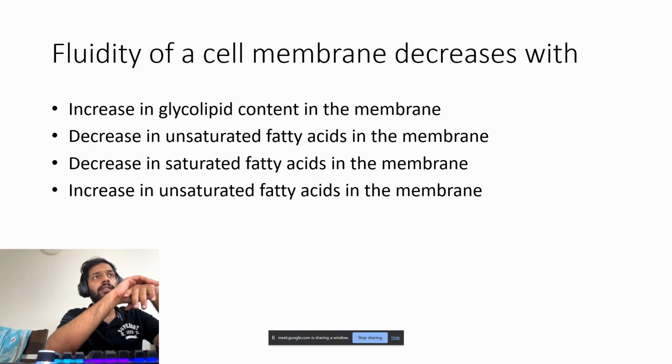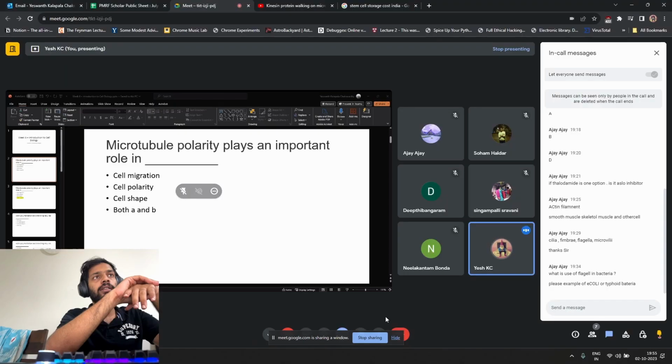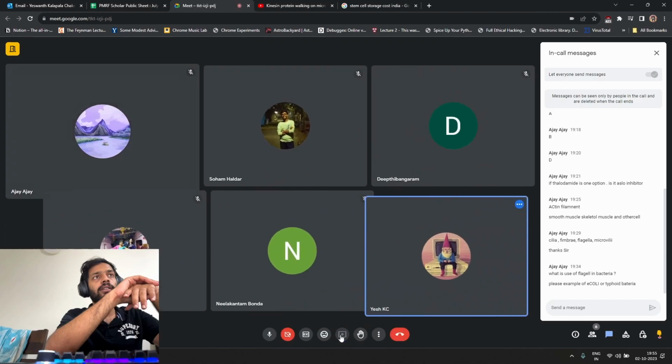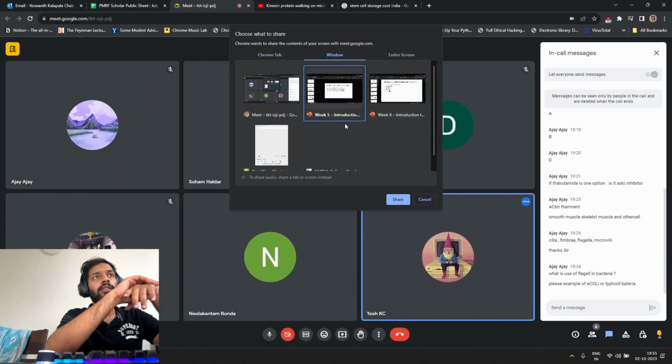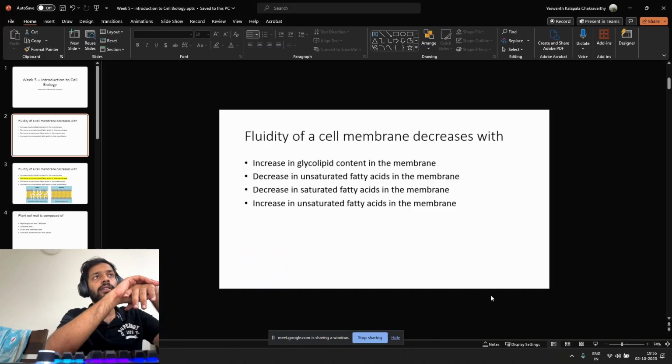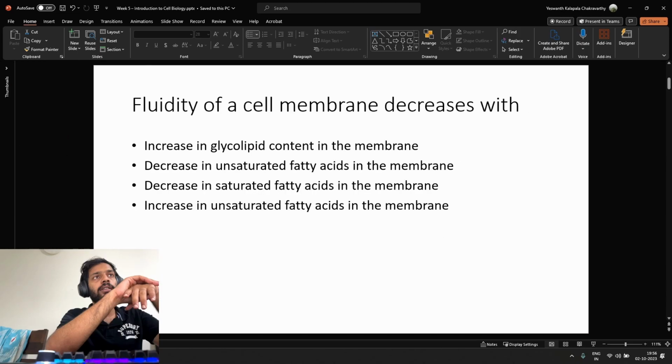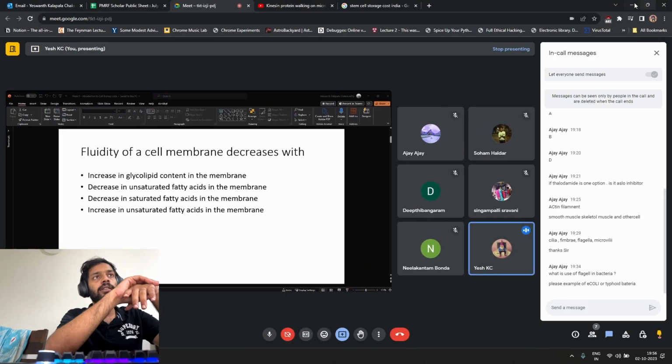So what does membrane fluidity depend on? Not able to see the screen of question. Oh, sorry. I think I shared the wrong one. Are you able to see now? Yeah. So, what does fluidity of a cell membrane depend on? Is it the glycolipid content or the saturated unsaturated fatty acid content?